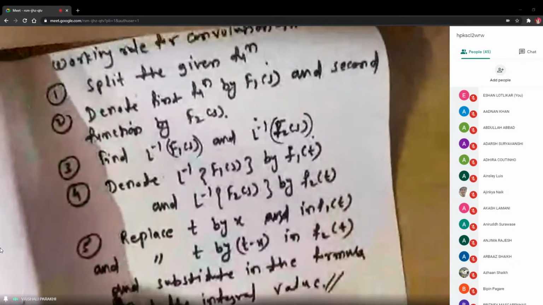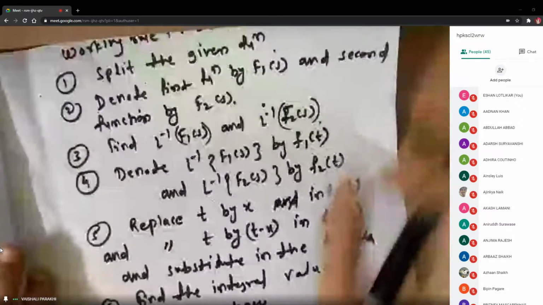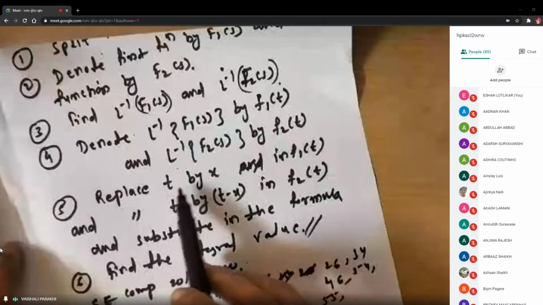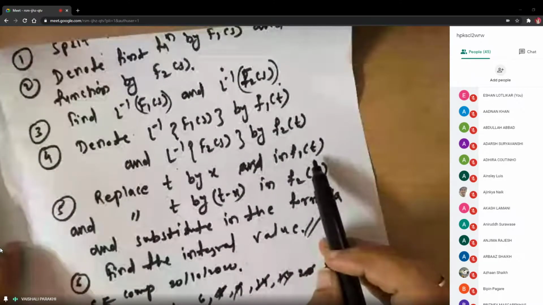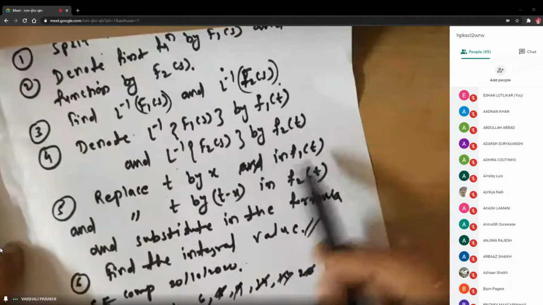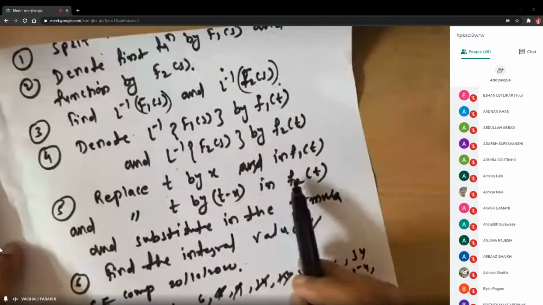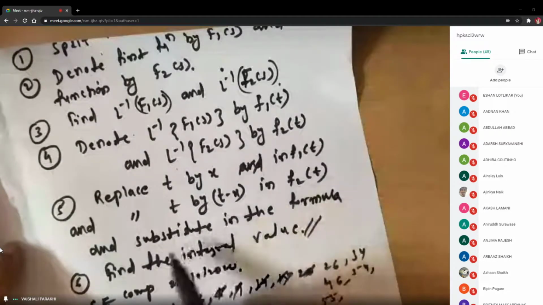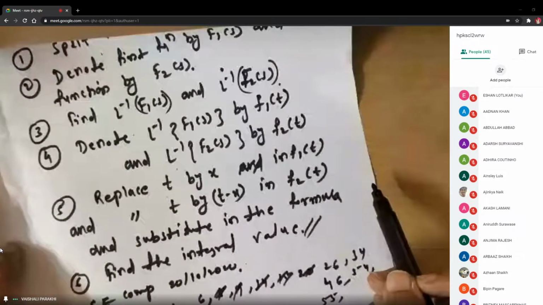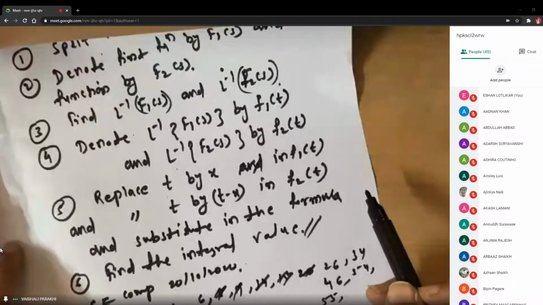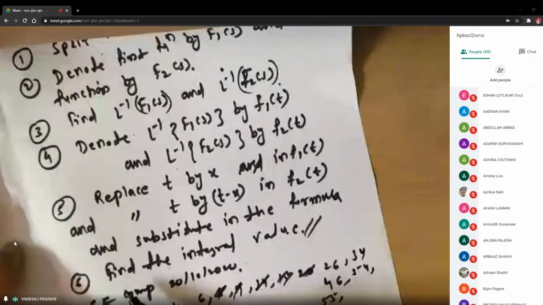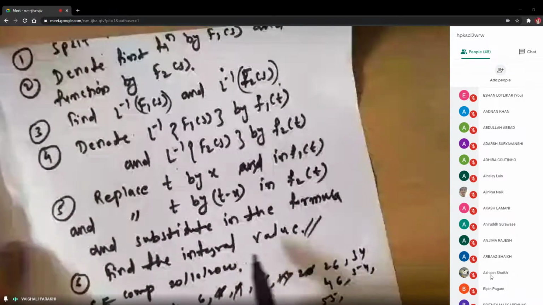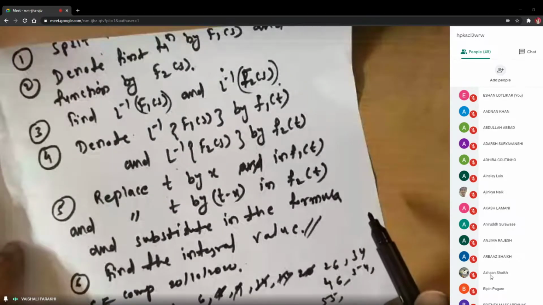Okay. So this is your next step of the working rule. Write down the working rule's next step. That is the fifth step, right? What it says, see, fifth step: replace t by x in f1 of t and replace t by t minus x in f2 of t, and substitute in the formula. And the last step also you write down now: find the integral value.